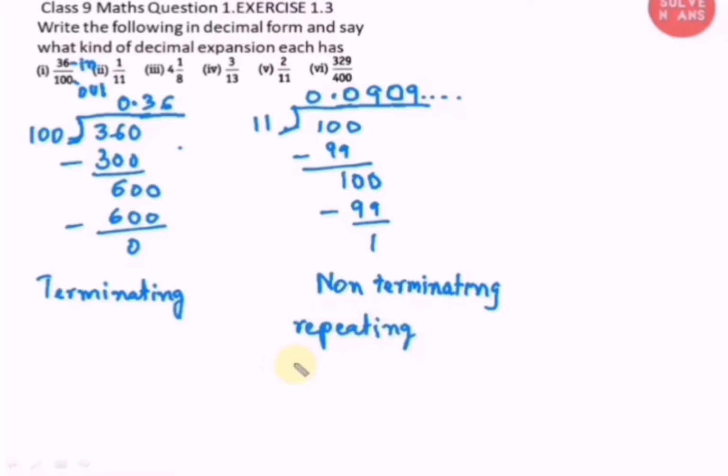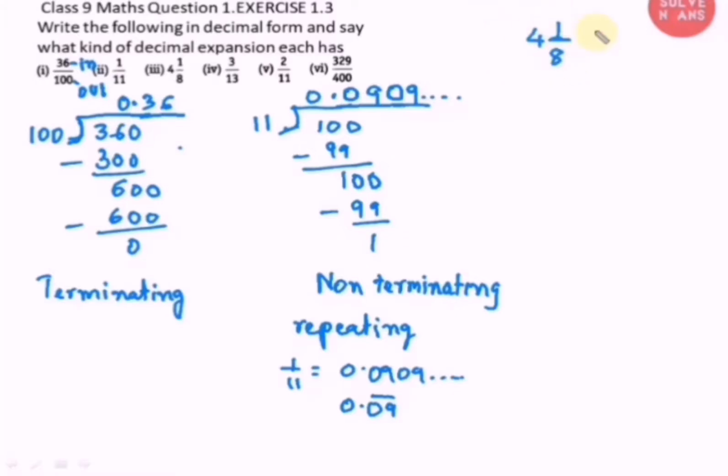And how you're going to write? 1 by 11 is equals to 0.0909 और 0.09 and जो numbers जो repeat हो रहे हैं उसके ऊपर आप एक bar डाल दो. That's it. Then the third one here is 4 1 by 8.